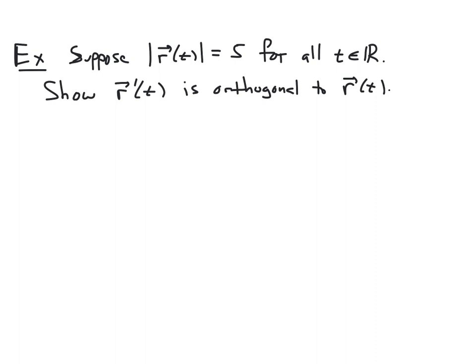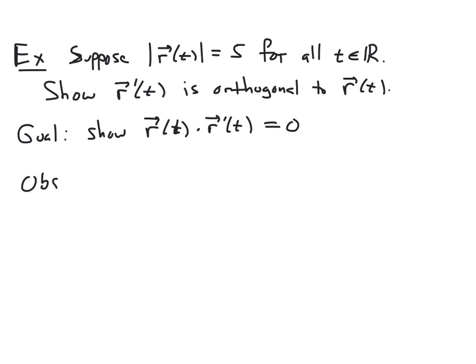And so if we want to show two vectors are orthogonal, our goal should be to show that r of t dot r prime of t is equal to 0. All right, so if we want to show two vectors are orthogonal, the best way to do that is to take the dot product and show that that is equal to 0. In this case, we can't do this directly, but we can use derivatives to make this work. And so let's start with an observation.